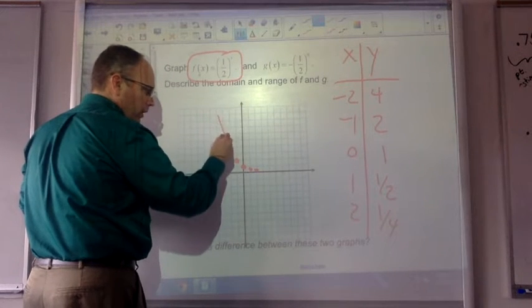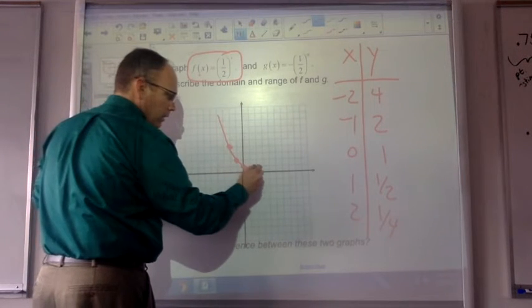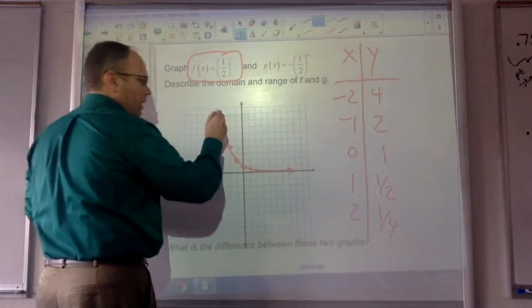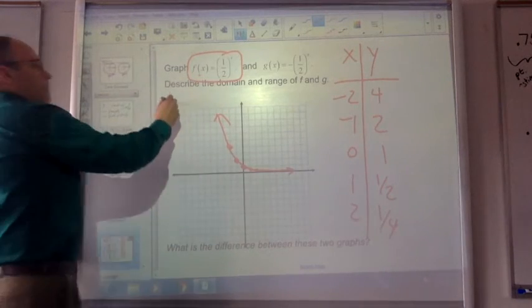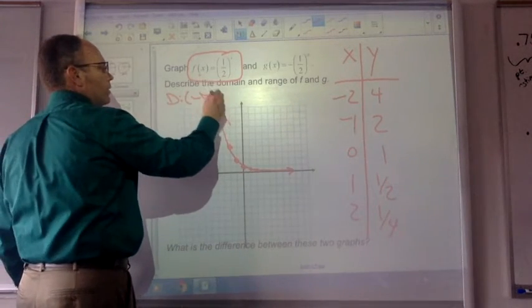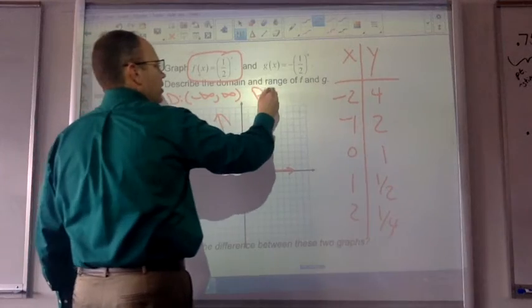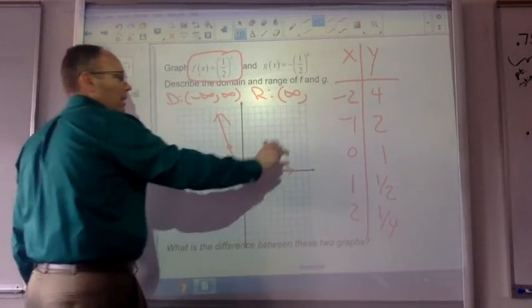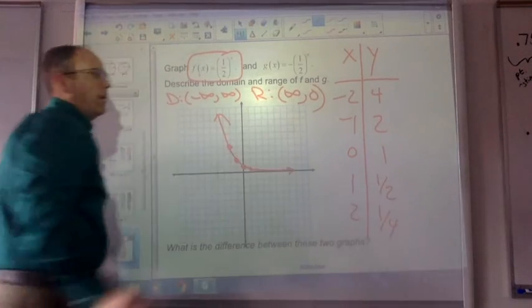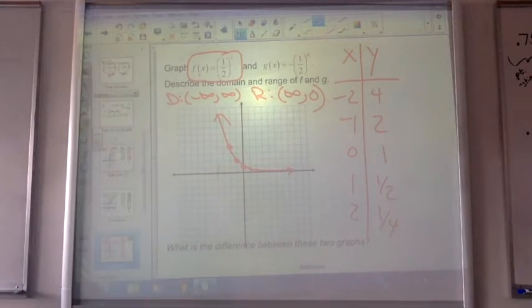What is this graph doing? It's decaying, right? The domain is negative to positive infinity. The range is coming from infinity and ending at 0, with a rounded bracket because I won't cross over that.